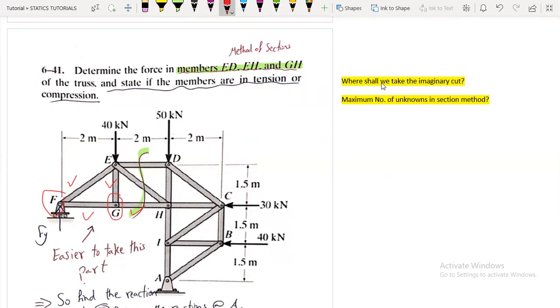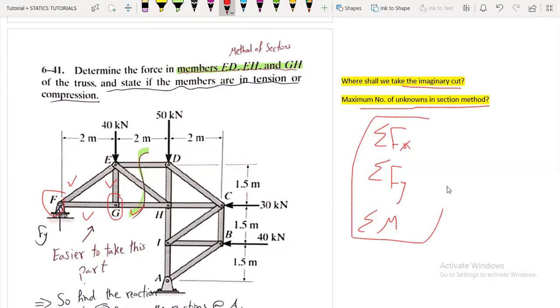Okay, and you will choose the imaginary cut also so that the maximum number of unknowns will not exceed 3. So the maximum number of unknowns in the section method is 3, unlike the method of joints, where it's only 2. Because we will draw the free body diagram, we will have summation of Fx, summation of Fy, and summation of moments. Okay, 3 equations. So the maximum number of unknowns is 3.